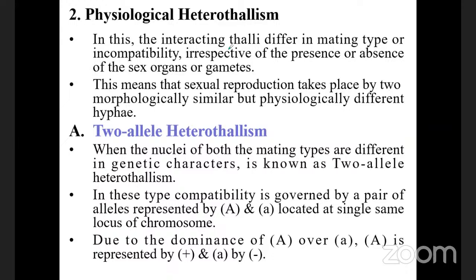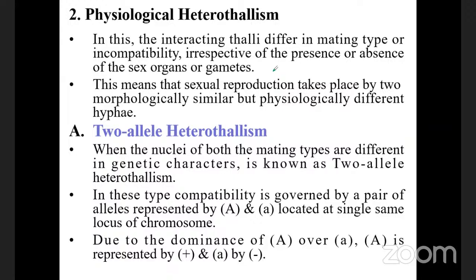Functionally, there is a variation that was identified by Blakeslee first in Mucor mucedo. This was asked in the exam also: heterothallism was first discovered by A. Blakeslee on which fungus? Mucor mucedo. Here there are different mating types, the thalli differ, and they have sexual incompatibility. That incompatibility is because of genetic variation in the nuclei of the hyphae.